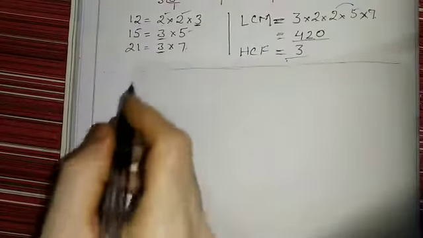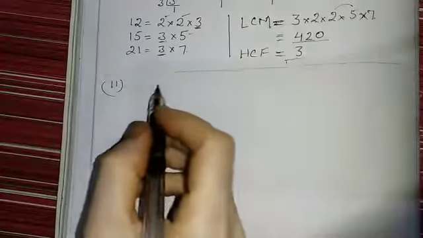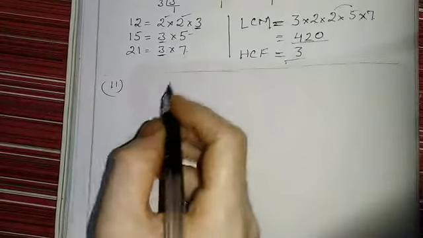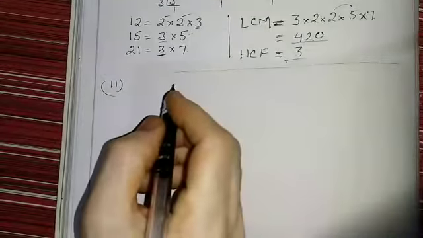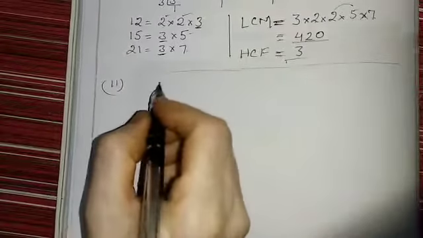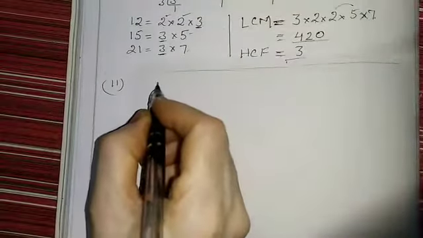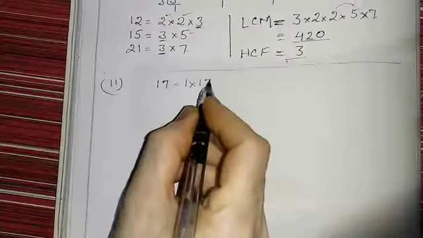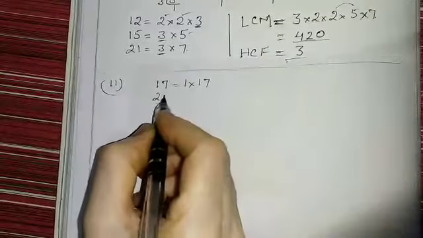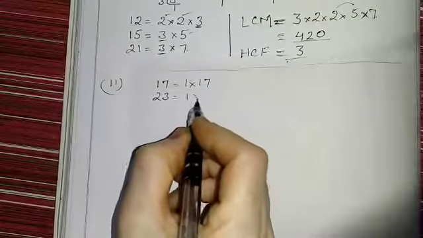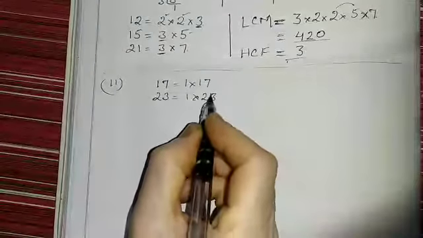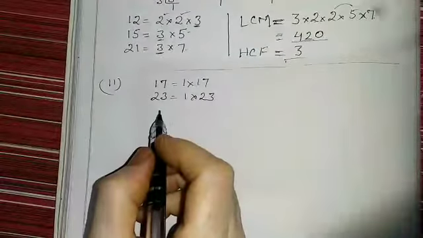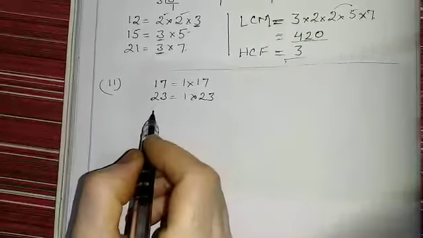Now solve another question. Number 2. Number 2 is 17, 23 and 29. All these are prime numbers. 17 is equal to 1 into 17. 23 is equal to 1 into 23, because a prime number has only two factors, 1 and the number itself.